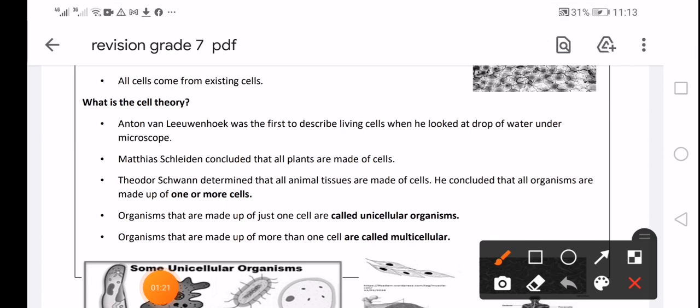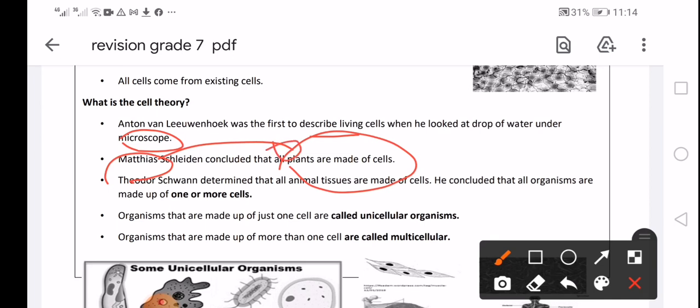Anton van Leeuwenhoek was the first to describe a living cell when he looked at a drop of water under the microscope. Second, Matthias Schleiden concluded that all plants are made up of cells. Theodor Schwann determined that all animal tissues are made up of cells. He concluded that all organisms are made up of one or more cells.